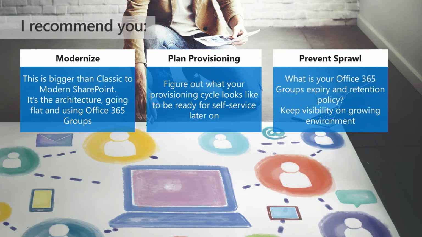The next thing I recommend is a way to prevent sprawl. We've seen it before in file shares. We've seen it before in older versions of Exchange, mailboxes, and SharePoint. You want to make sure that one day you're not going to wake up and there's 1 million sites everywhere, right? Who's going to take care of this?